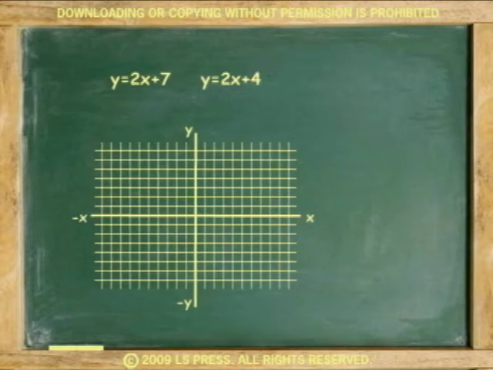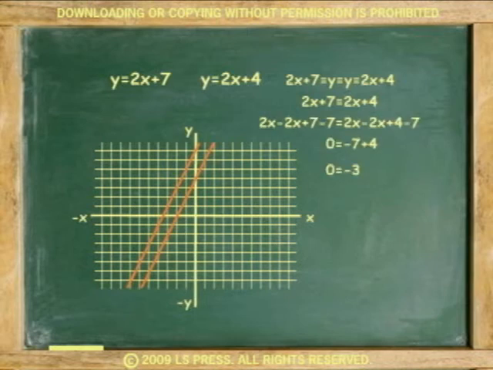Another example. Solve the system by substitution. y equals 2x plus 7, y equals 2x plus 4. Because y equals y, substitute. 2x plus 7 equals 2x plus 4. Subtract 2x and 7 from both sides. 2x minus 2x equals negative 7 plus 4. 0 is not equal to negative 3.